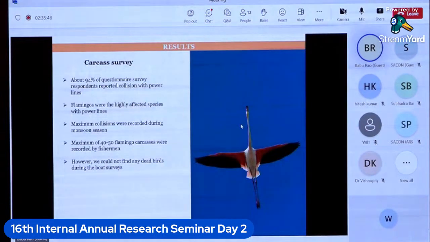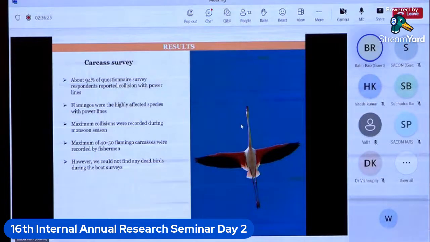So coming to the carcass survey results, about 94% of respondents witnessed collisions with power lines. Almost all collisions reported were of flamingos due to their larger body size. Few of them also recorded other bird species, but they were unable to identify those species due to their smaller body size and difficulty in identifying them. The maximum collisions were recorded during the monsoon season, and a single-day maximum of 40 to 50 flamingos was recorded about a couple of years ago.